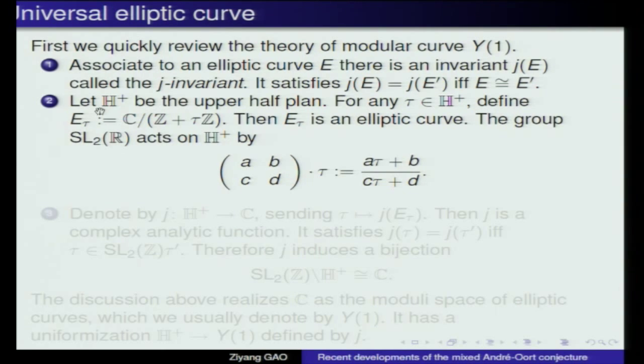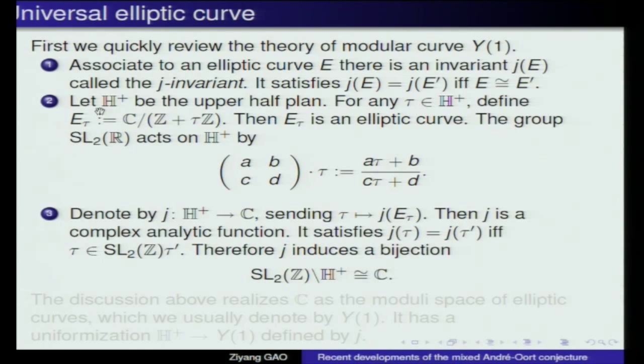Furthermore, there is a group action of SL2R on this upper half plane by this formula. And the third point is we can define another map, which we also call J, from H plus to C, sending every point tau in H plus to the J invariant of the elliptic curve E tau. Then this new map J is complex analytic, and J(tau) equals J(tau prime) if and only if tau and tau prime lie in the same SL2Z orbit. So, therefore, this map J induces a bijection from H plus quotient out by SL2Z to C.